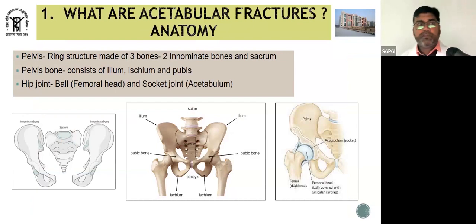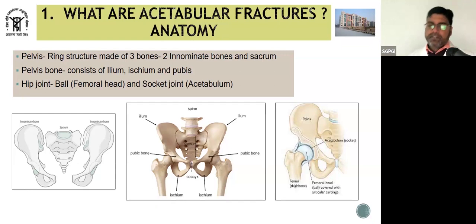Starting with the anatomy, what is the pelvis? The pelvis is a ring structure composed of three bones, the two innominate bones and the sacrum. The innominate bone, or the hip bone, consists of three parts: the ilium, ischium, and the pubis. We all know that. And the hip joint is formed by the femoral head, which is the ball, and the acetabulum, which forms the socket. So the acetabulum is the socket part of the hip joint, and the pelvis is the ring.